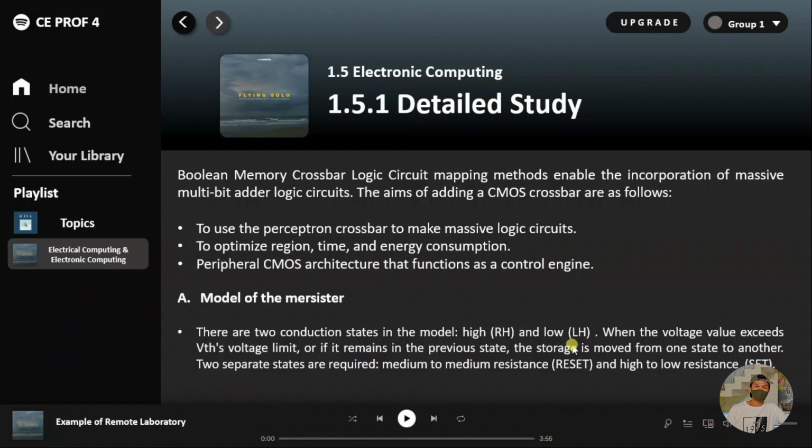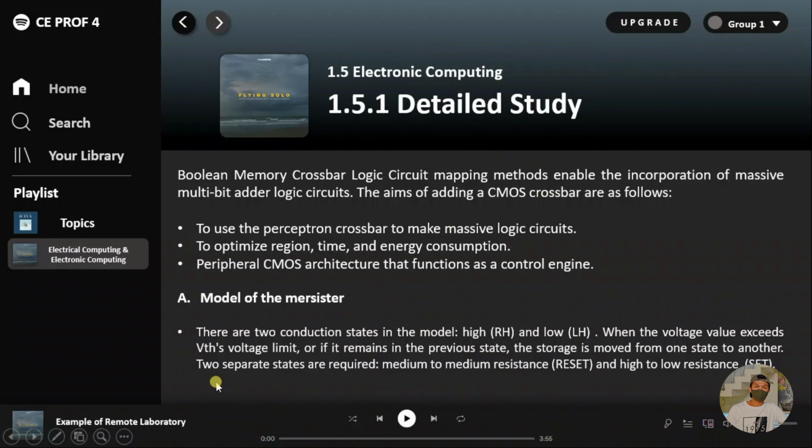So CMOS is complementary metal oxide semiconductor. It is one of the sensors that convert light into electrical signals. So the aims of adding CMOS crossbars are as follows. First is to use the perceptron crossbar to make massive logic circuits. Next is to optimize region, time, and energy consumption. And the last one, the aim is a peripheral CMOS architecture that functions as a control engine.